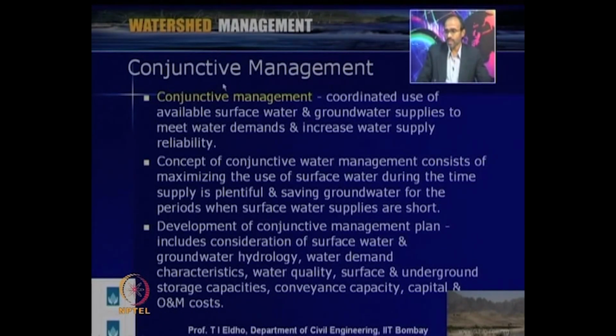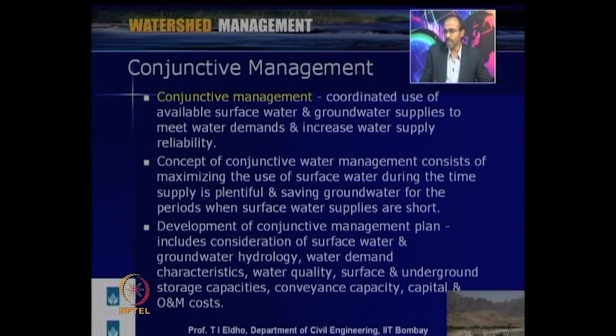Conjunctive water management consists of maximizing the use of surface water during the time supply is plentiful and saving groundwater for the periods when surface water supplies are short. This is the essence of conjunctive management. In this, we have to develop conjunctive management plans. As I mentioned, depending upon the watershed or the river basin, we have to consider various issues and then develop an appropriate conjunctive management plan.